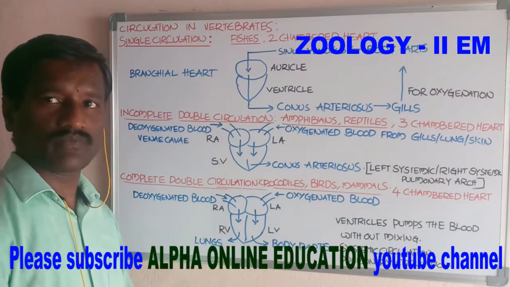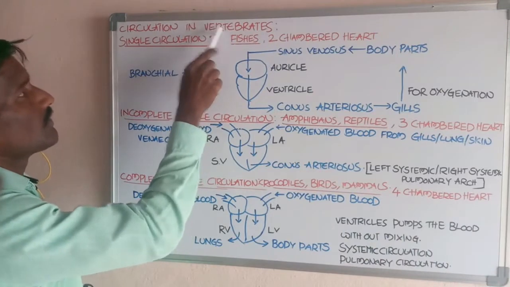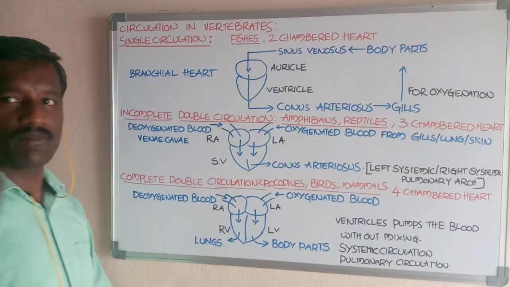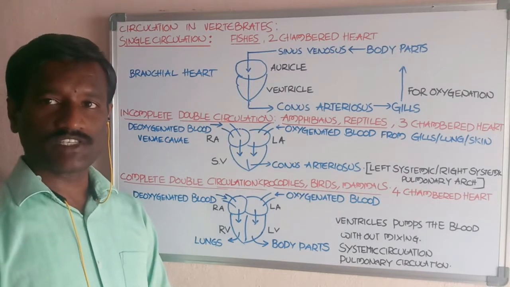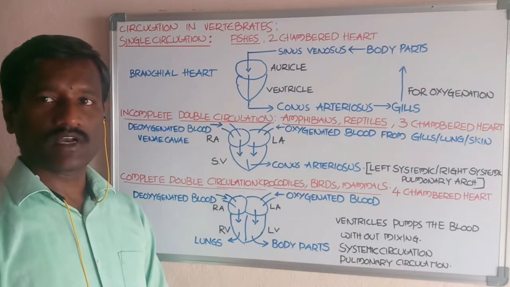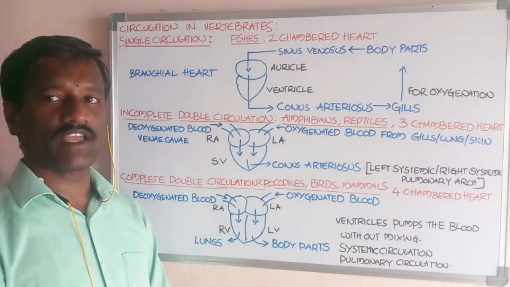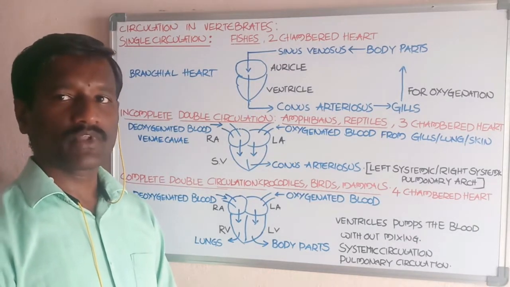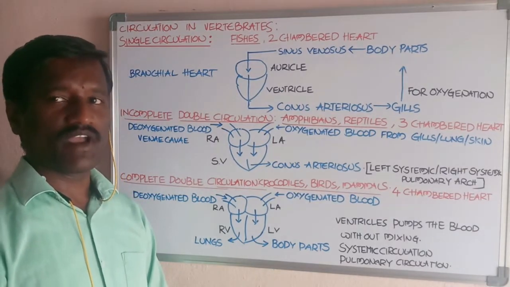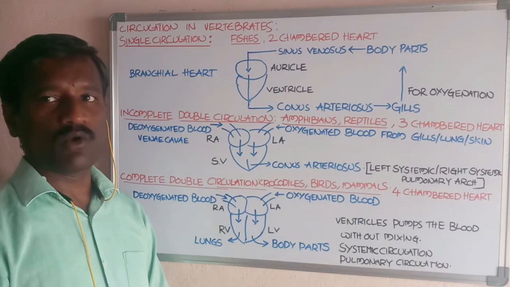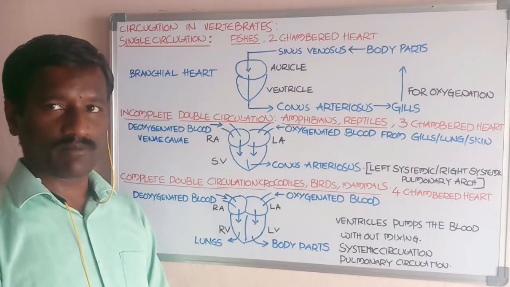Okay, students. Now we are going to discuss circulation in vertebrates. Which are vertebrates? Vertebrates are fishes, amphibians, reptiles, birds, and mammals. These are the animals which have a backbone, the vertebral column, in the mid-dorsal position. Hence, these are vertebrates. Now, what about the circulatory patterns available in vertebrates?